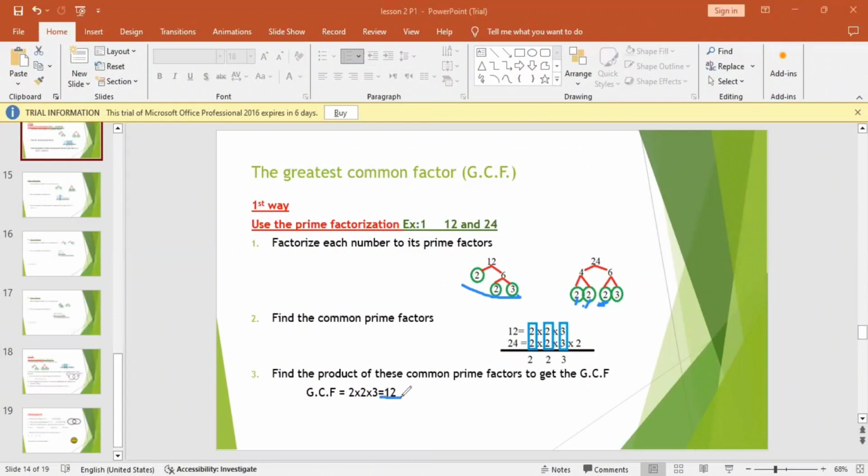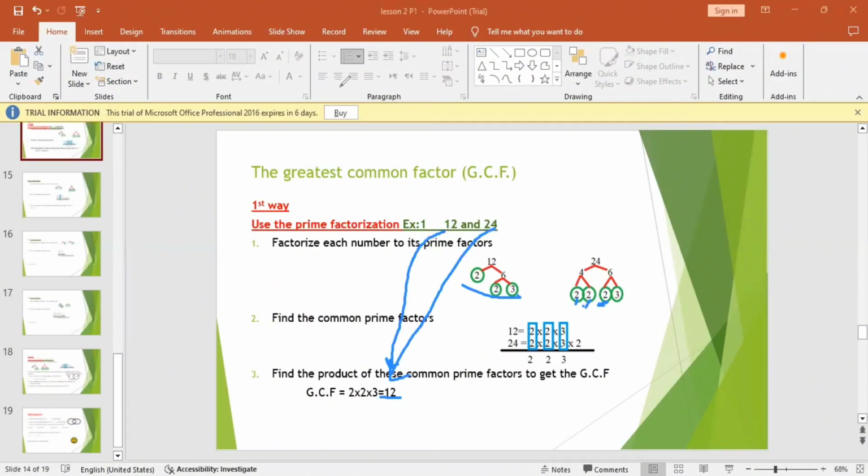What is the meaning of greatest common factor? I can divide 12 by this 12 without remainder, and also I can divide 24 by 12 without remainder, equal 2. Okay, so this is the greatest common factor between 12 and 24.